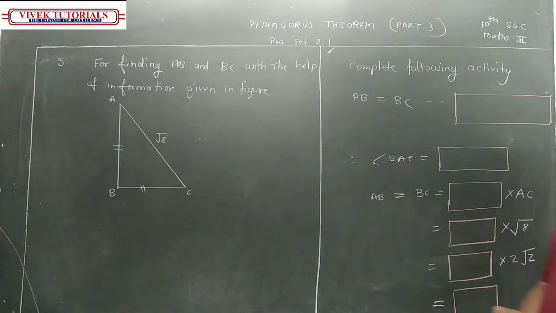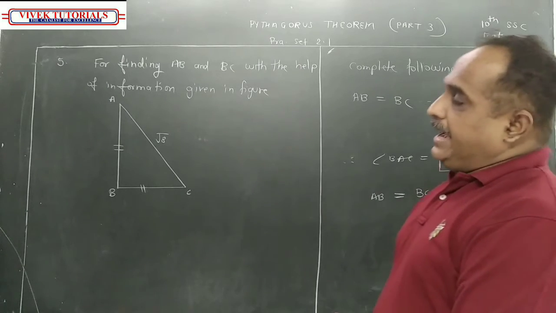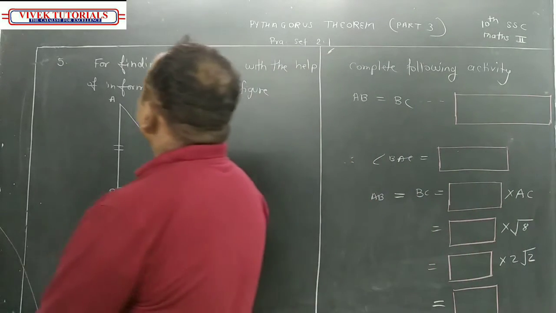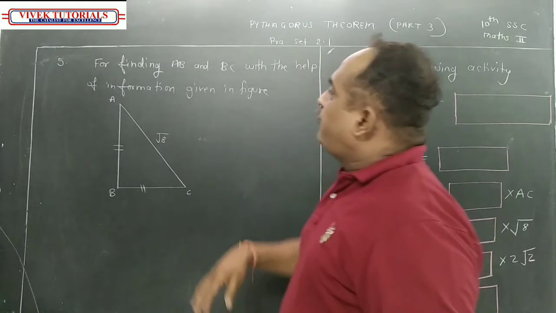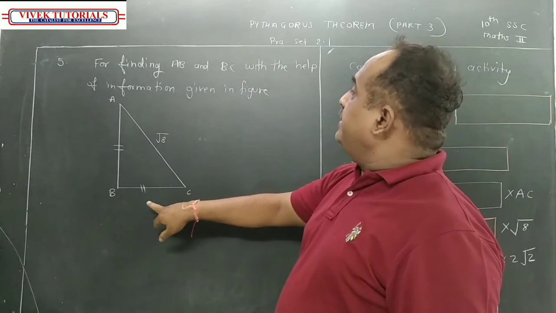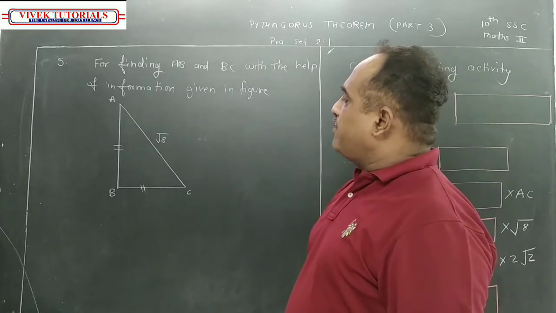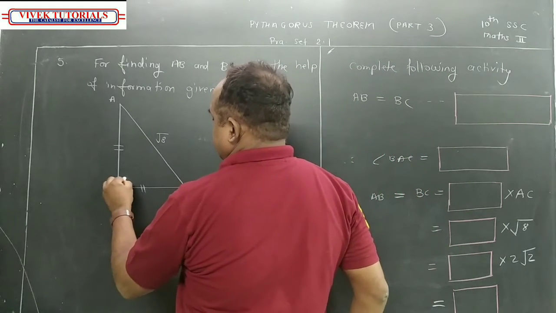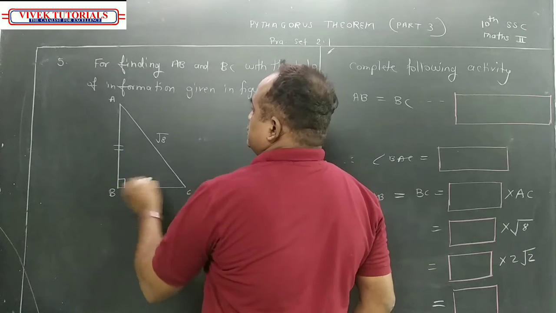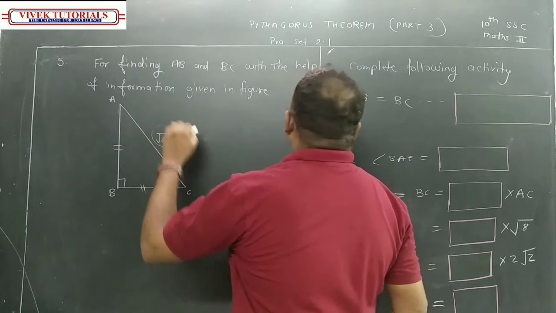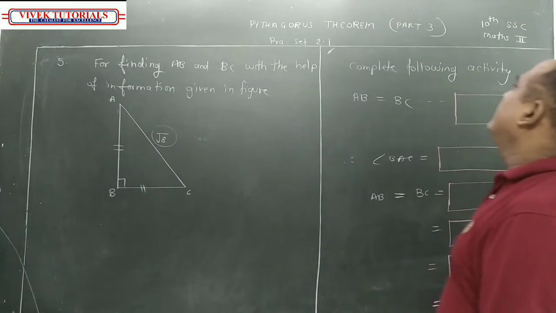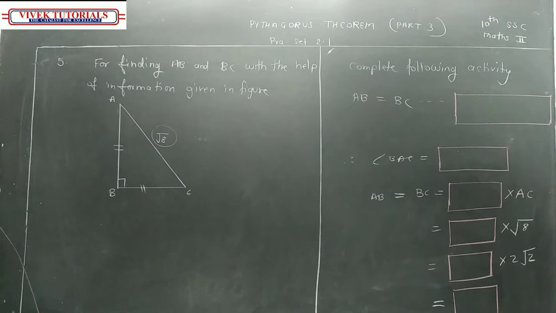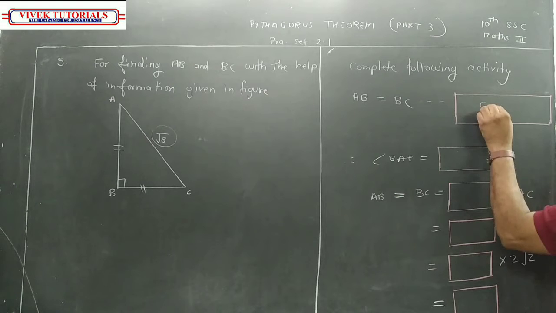Now this is the fifth question. It is an activity based question for finding AB and BC with the help of information given below. They have given this is 90 degree and these two sides are equal and this is 8. Now complete the following activity. So AB is equal to BC. It is given.